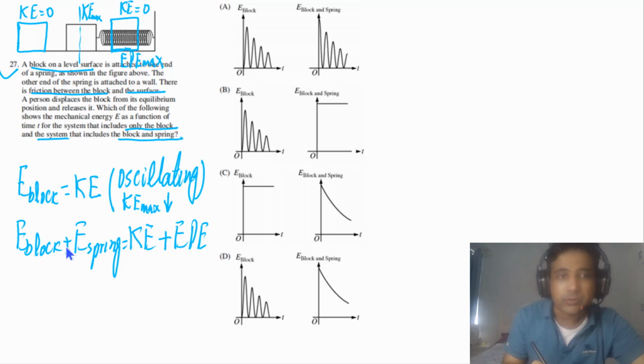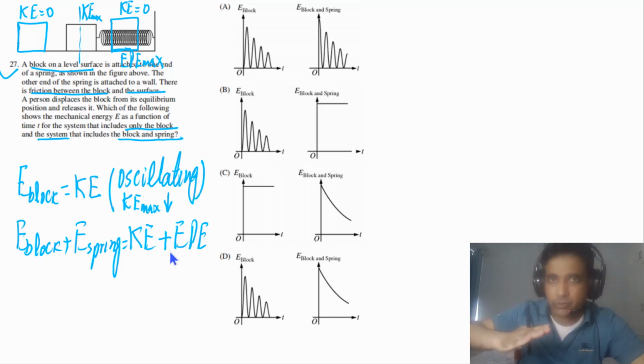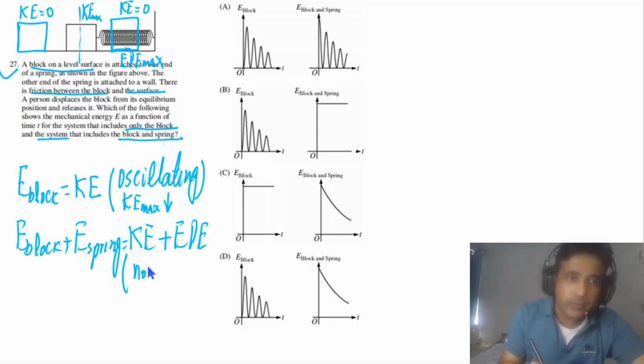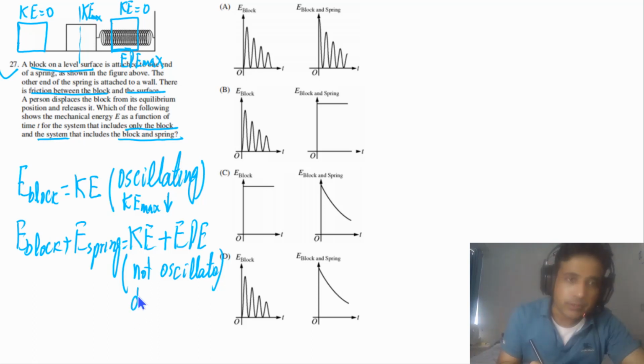So how about the energy of the block and spring? This is the total energy of the system. Total energy of the system will not reach 0 and then increase, meaning it will not oscillate. It will just keep on decreasing due to resistive forces. Finally, when this energy becomes 0, the system will just stop. So it will not oscillate. This is the main concept you need to understand. Total energy will not oscillate. Total energy will just decrease exponentially, but it will not oscillate. These are the points you need to understand.